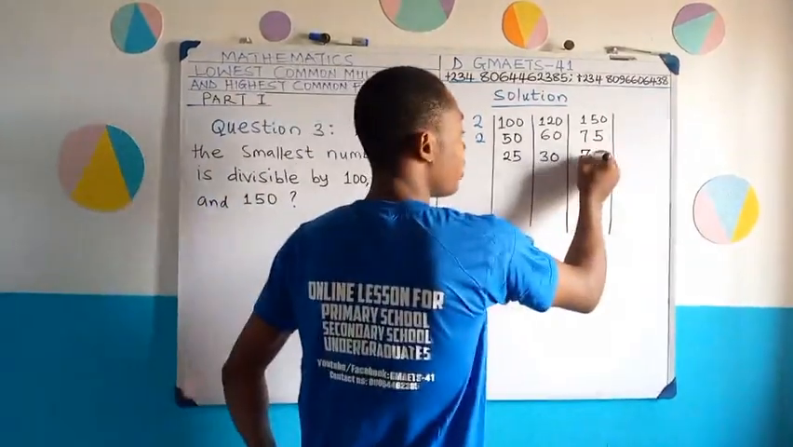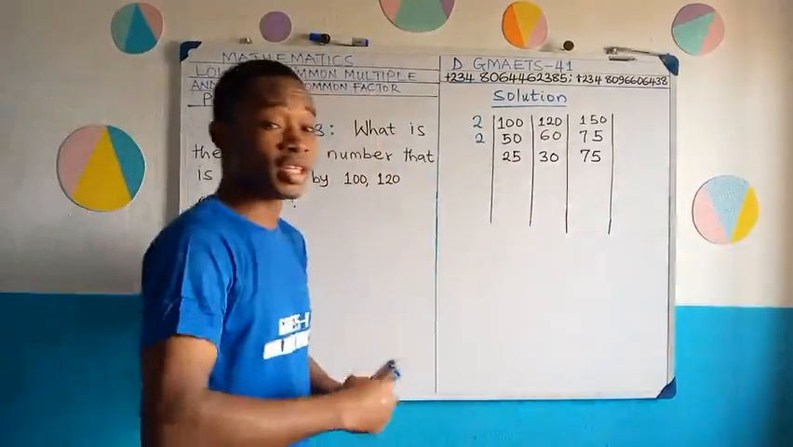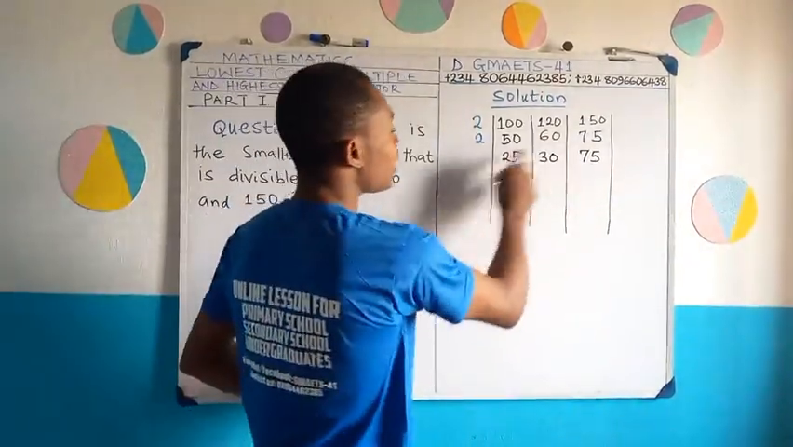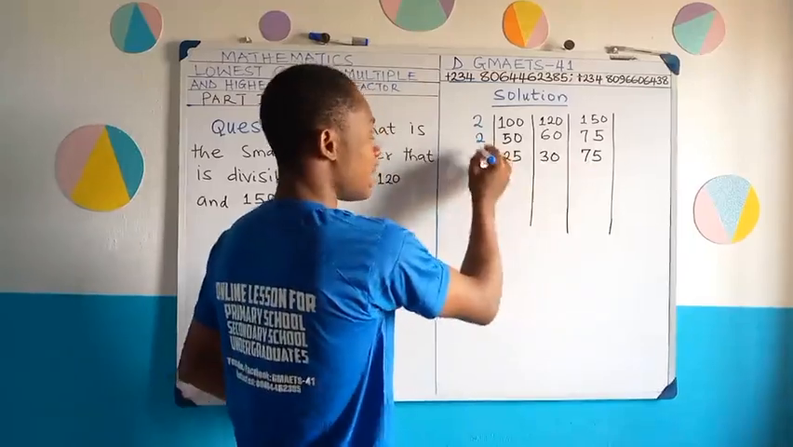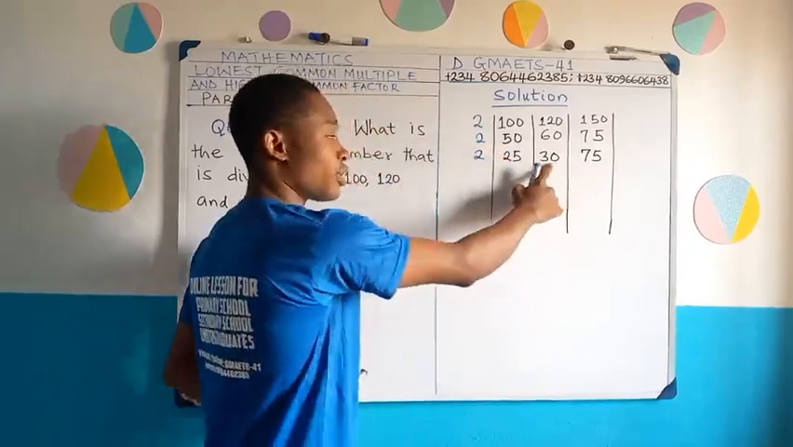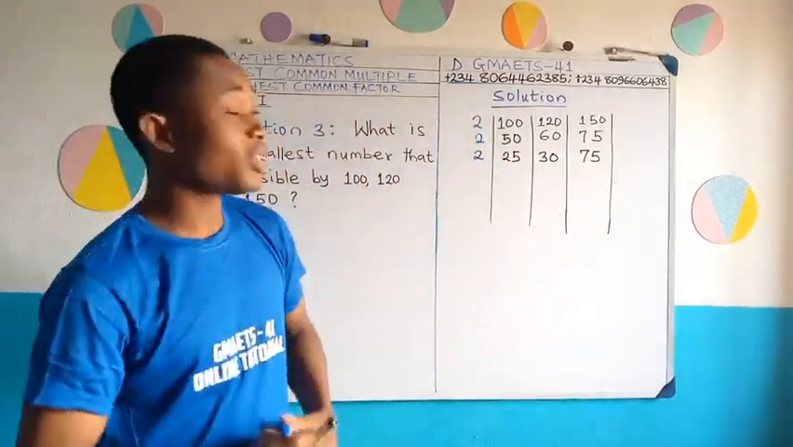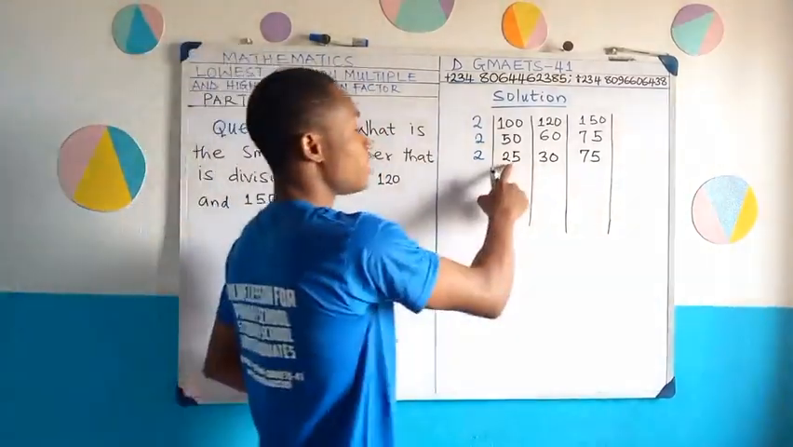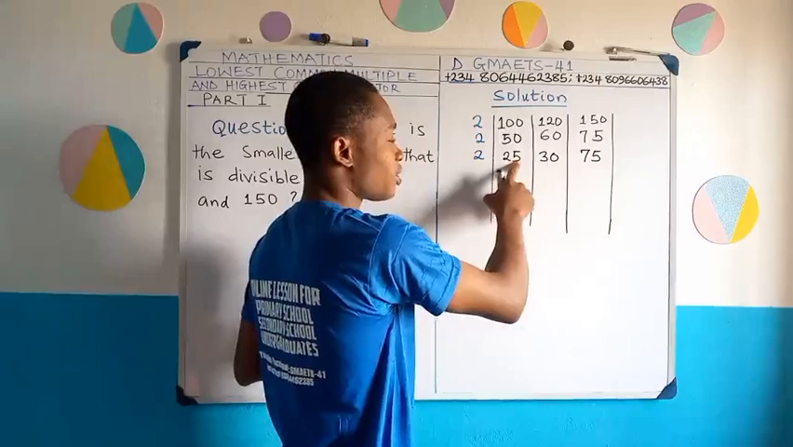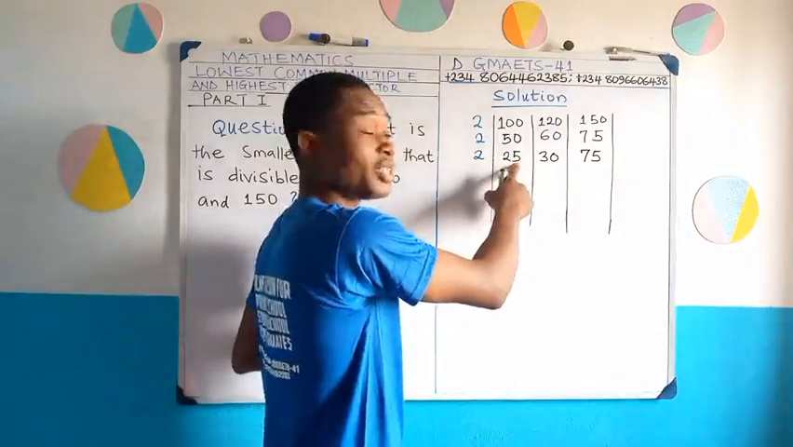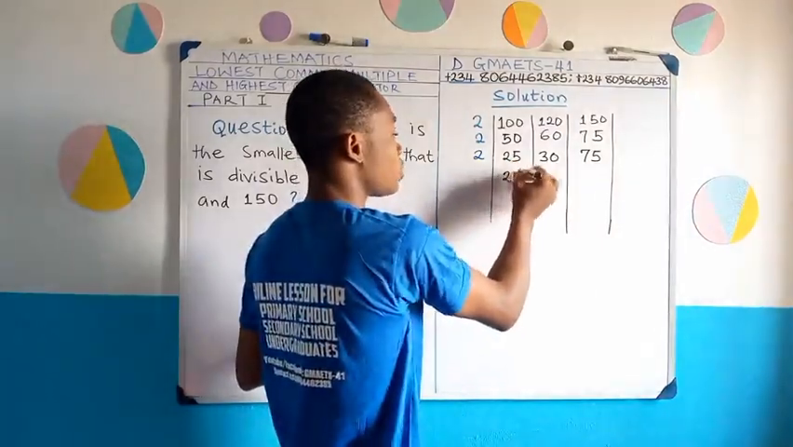You bring it down. Remember, because 2 cannot divide, you bring it down. Go again. Can 2 divide any number here? Yes. 2 can divide this 30 because the last digit there is 0. This is 25. 2 cannot divide it because the last digit is not an even number and it is not 0. So you bring down this 25.